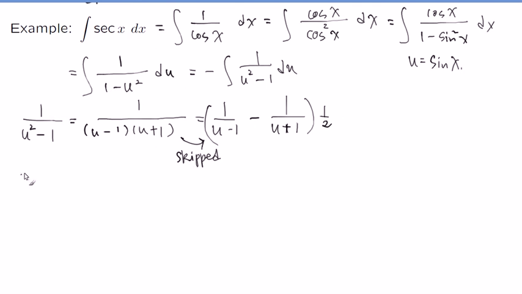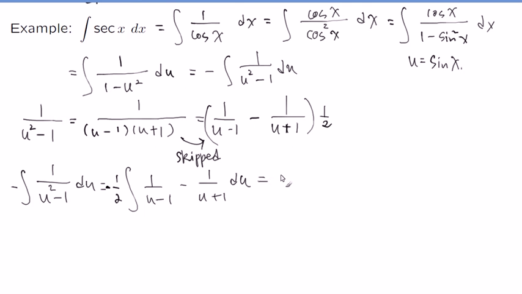So let's integrate. Negative 1 over u squared minus 1 du is the negative of that one in here, right? 1/2 factored out. Negative out there, 1/2, times 1 over u minus 1 minus 1 over u plus 1 du, right? So what is the antiderivative of 1 over u minus 1? ln absolute value of u minus 1, right? Minus ln absolute value of u plus 1 plus c. Correct? And then there is negative 1/2.